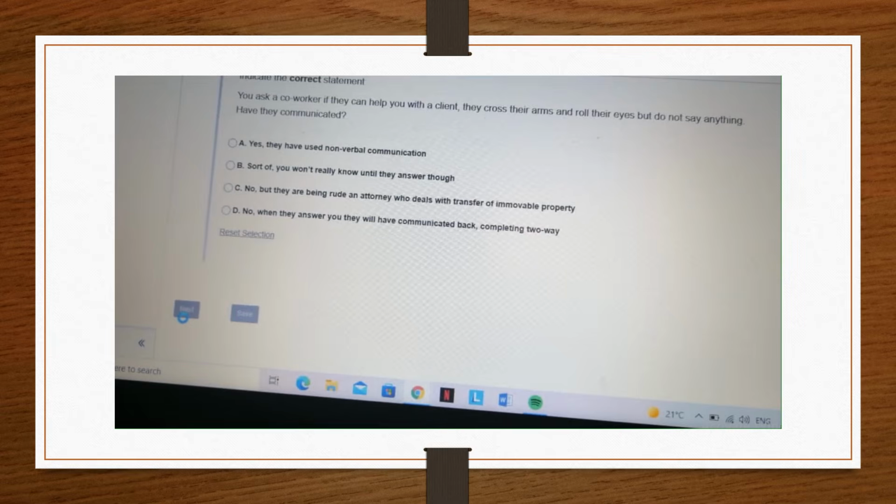Yes, the answer, they have communicated. They have used non-verbal communication. That is option A, and you can look that up on page 66 of the guide here.